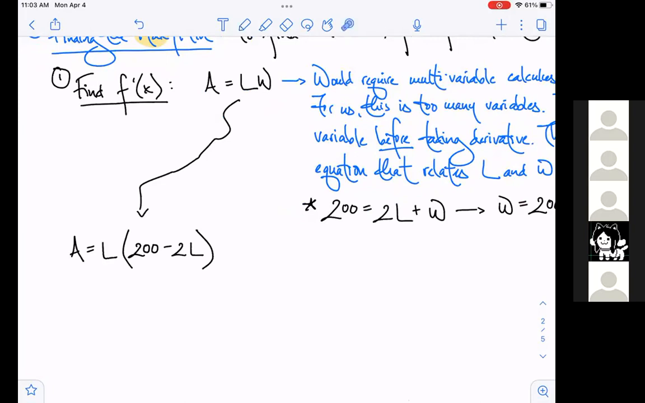Now, if I were to use what we know about derivatives, what rule or rules could I use to find the derivative on the right-hand side? Chain rule. All right, what makes you say chain rule? There's an outside and an inside.